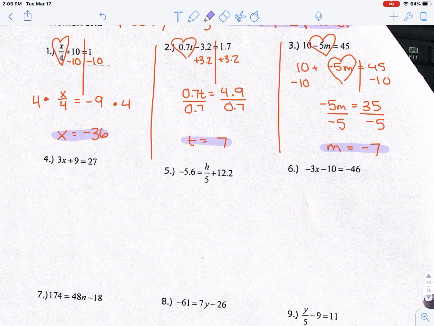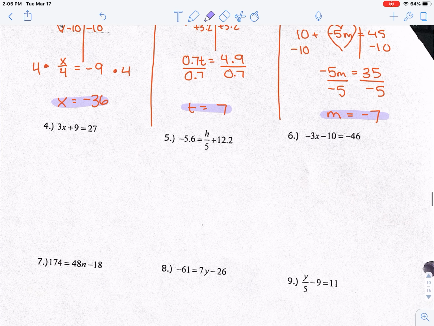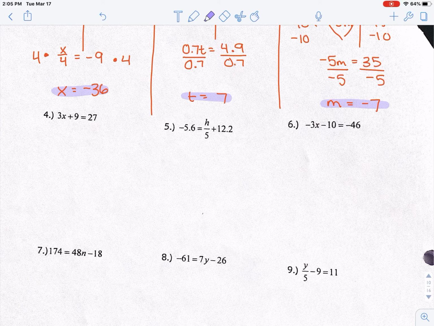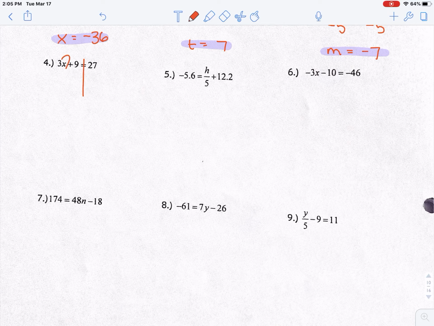All right, we'll do 2 more here together. So number 4, we have 3x plus 9 is equal to 27. So again, if I go ahead and draw my line in, my 3x is my variable term that I want to keep together. So to undo adding 9 to that, I'm going to subtract 9 on both sides, and I get 3x is equal to 18. And then again, we have our one-step part now, so we're going to divide both sides here by 3. And we should get x is equal to 6.